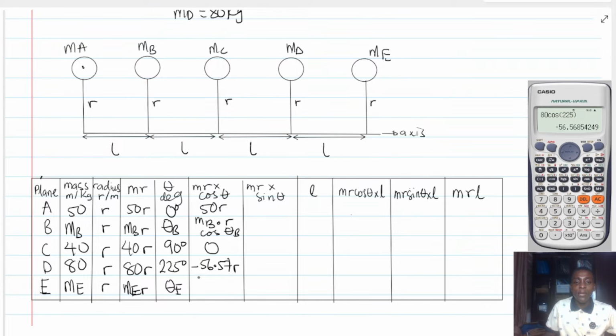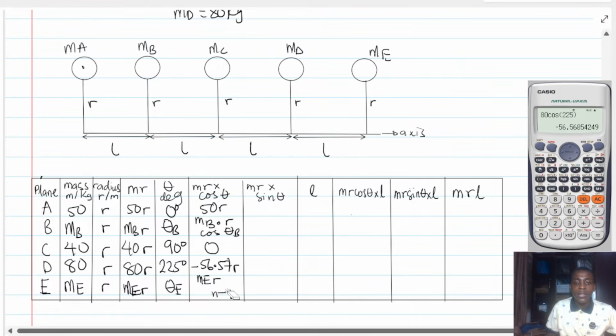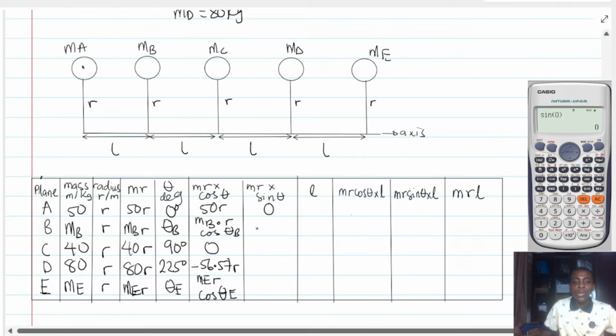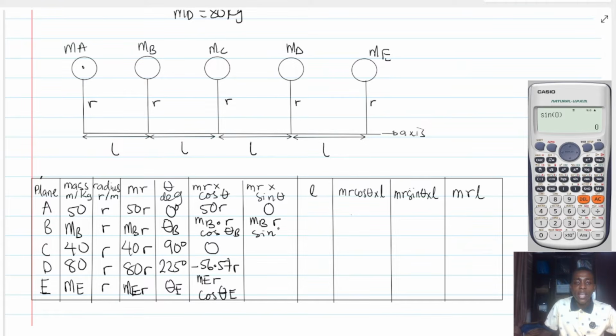Now this one, I can't do anything about it. So it's going to be ME multiplied by R cosine theta E. I'm done with this part. Then I will do the same thing for this. This time around, instead of sine, I'm going to do cosine. Sine 0 is 0. It means that this part will be 0. Is that right? And then I'm going to do MB multiplied by R sine theta B.